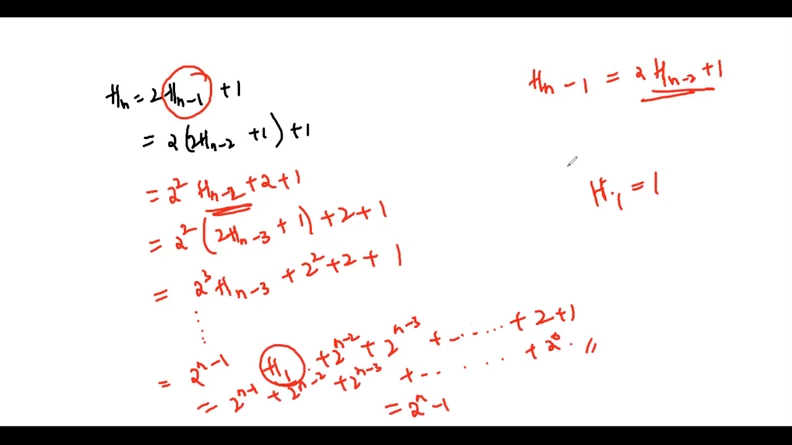This is the Tower of Hanoi recurrence relation. So if you have H7, it will be 2 power 7 minus 1, which is 127 moves. So it is increasing exponentially. For the Tower of Hanoi, if we increase the number of discs, the number of moves will increase exponentially. And this concludes the recurrence relation modeling examples.